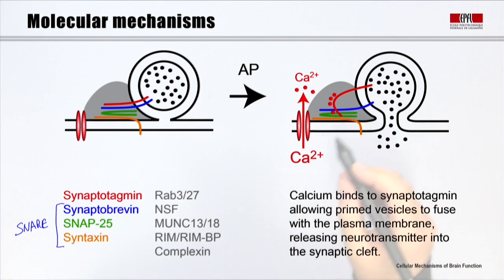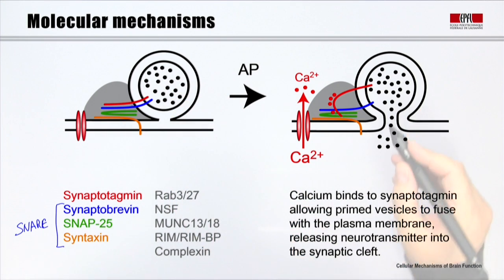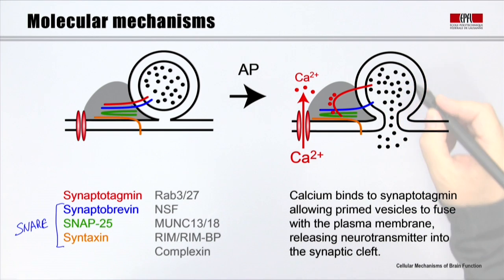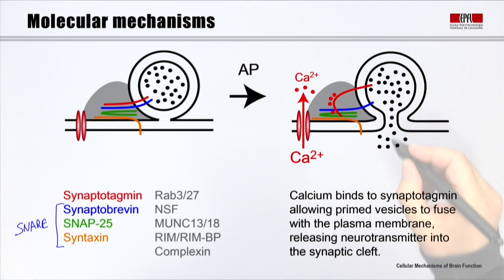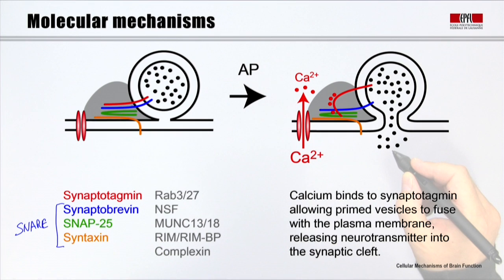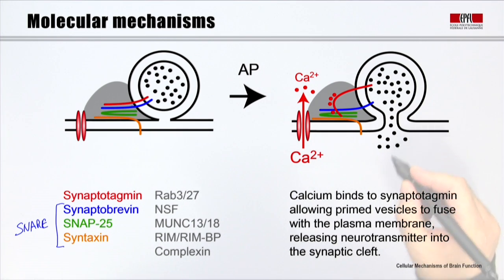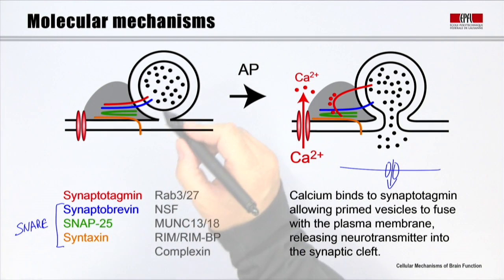The action of calcium on synaptotagmin opens the fusion pore, and so there's an opening that's created where the inner leaflet of the synaptic vesicle membrane becomes continuous with the outer leaflet of the plasma membrane, and that creates a pore where the contents of the synaptic vesicle are now in continuum with the extracellular space. There's a diffusion of the neurotransmitter across the cleft, and it can then bind to the postsynaptic receptors, driving postsynaptic potentials.